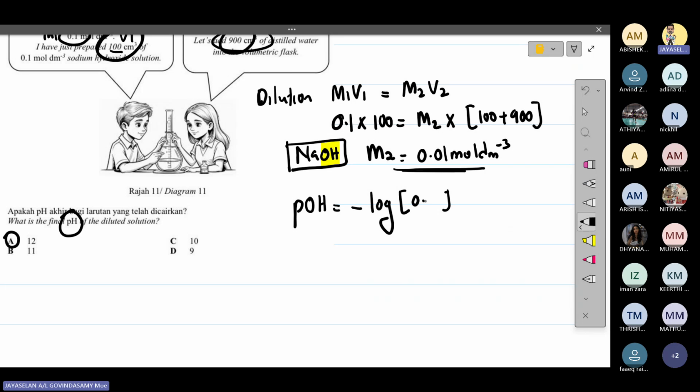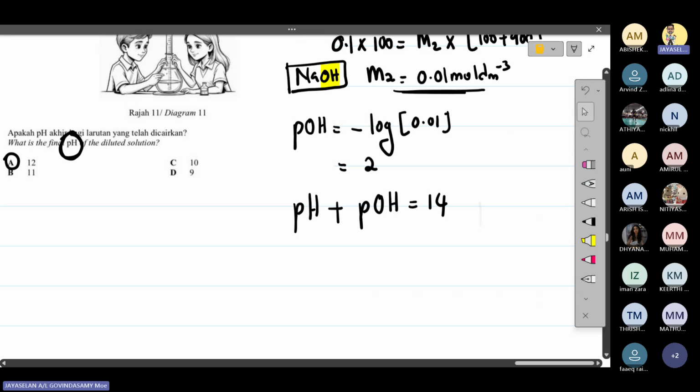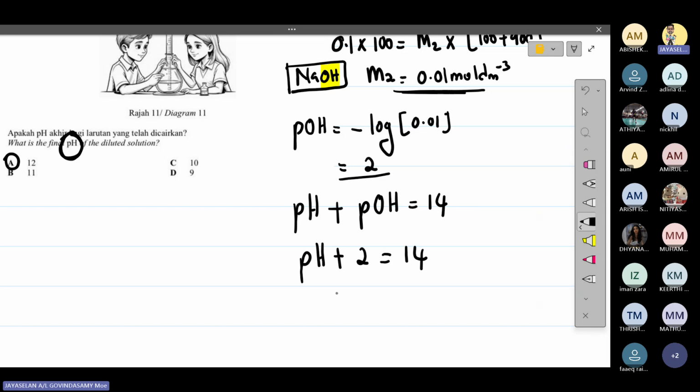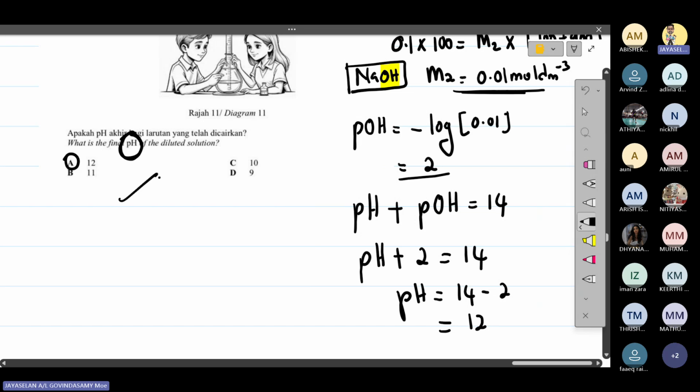So here one, right? So you put here 0.01. You guys will get 2. Correct? Okay, don't choose 2, that is wrong. So this is pOH. They want the pH. How to get the pH? pH plus pOH equals 14. So you want to get the pH value plus this 2, you put equal to 14. So pH is what? 14 minus 2. You guys will get 12. So the answer is 12. Any question?